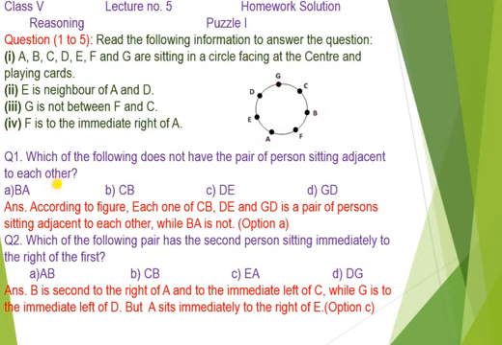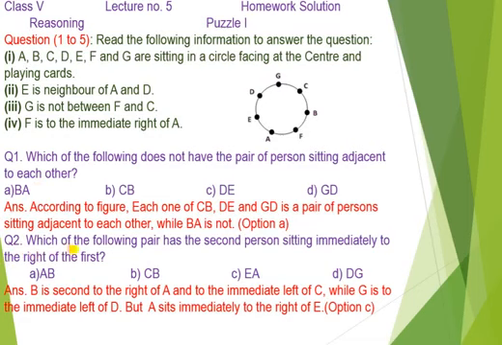Tell me, which pair is not sitting together? So our answer is option A, B and A. B and A are not sitting together. Who is between them? F. F is between B and A. So B and A are not sitting adjacent to each other. Our answer is option A.